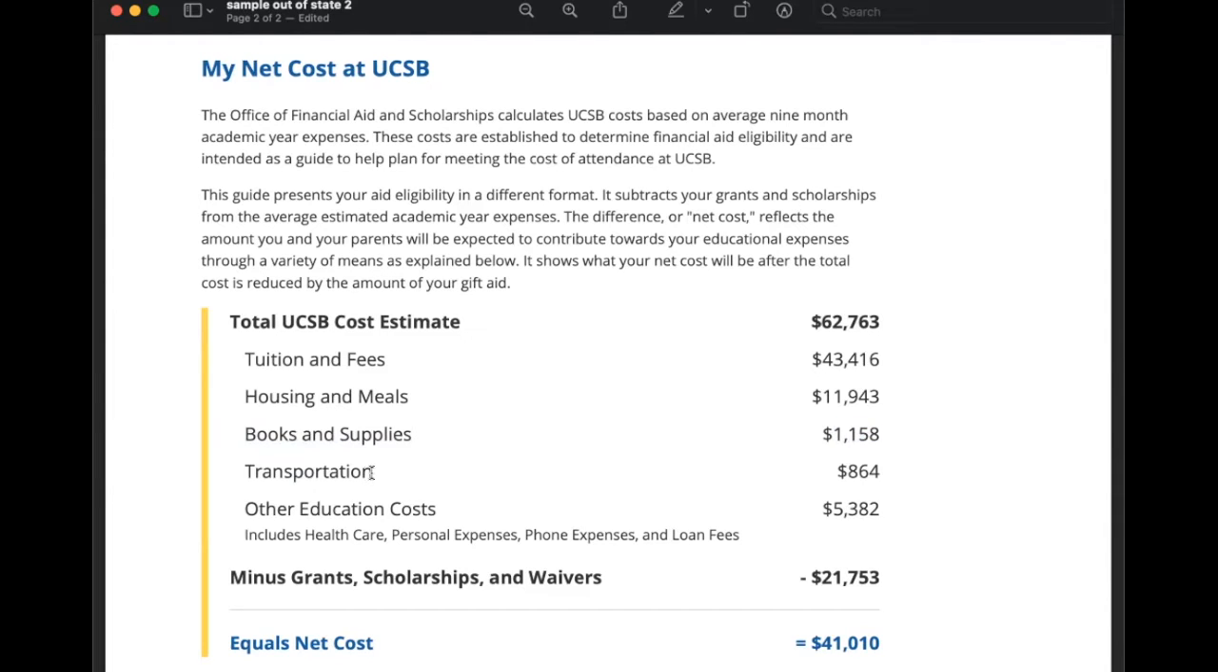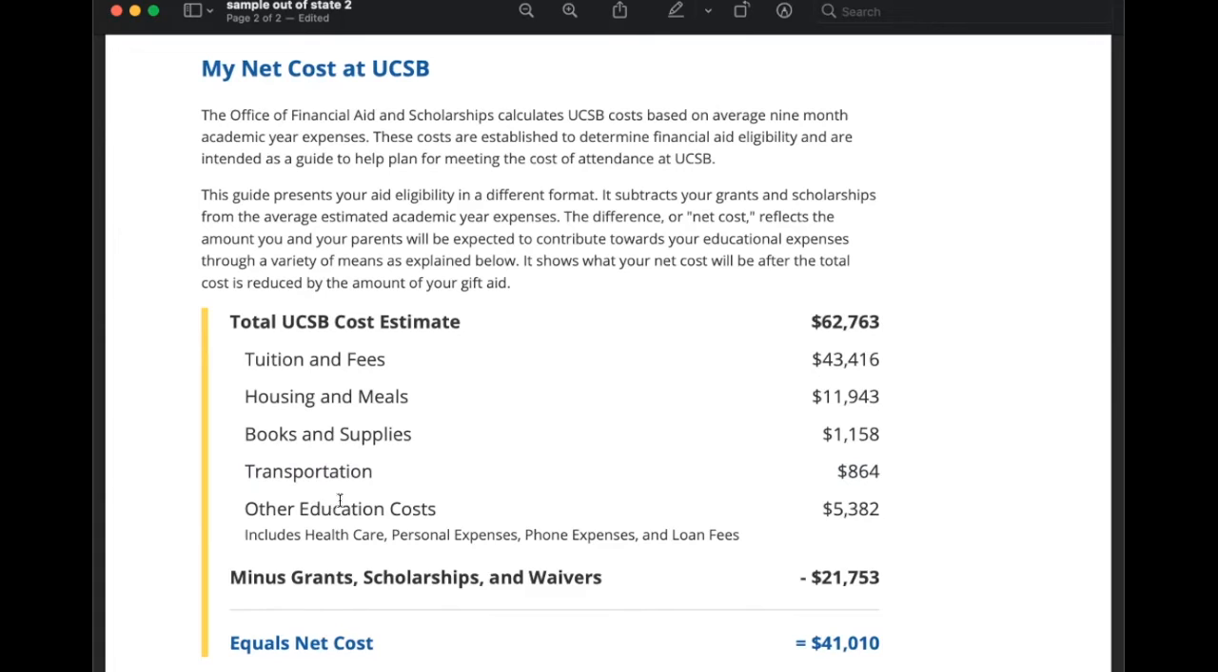And then they estimate transportation. Transportation is a cost that can be associated with flying or driving, gas, whatever it is. Again, these are estimated costs, and these are non-mandatory expenses, meaning that this is just an estimate as to how much the school thinks that a student would pay per year on this expense.